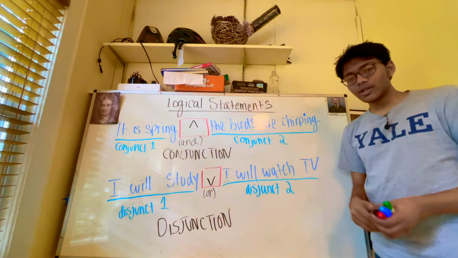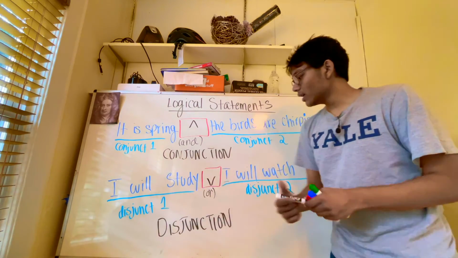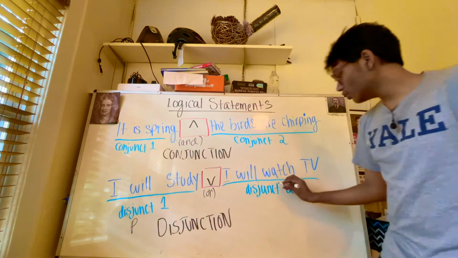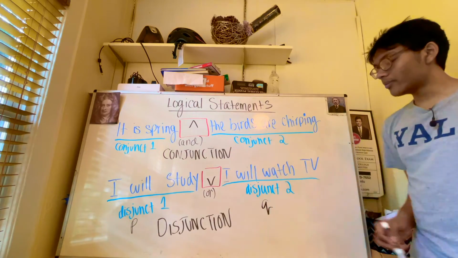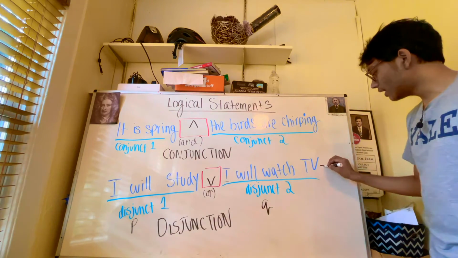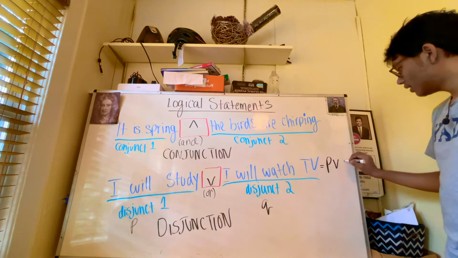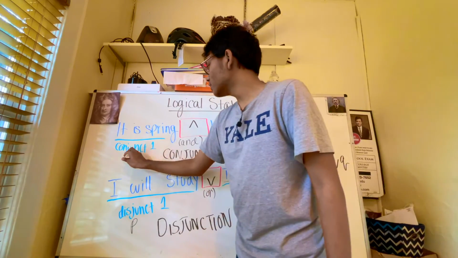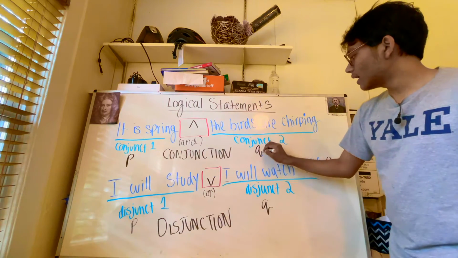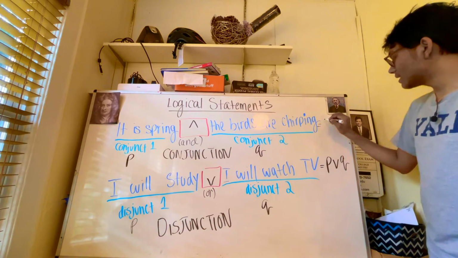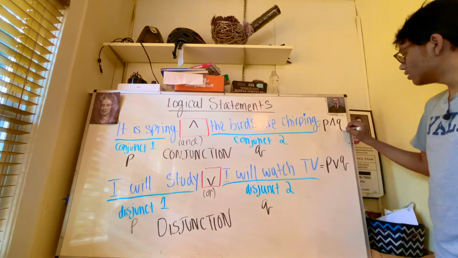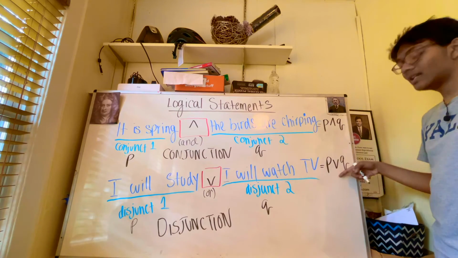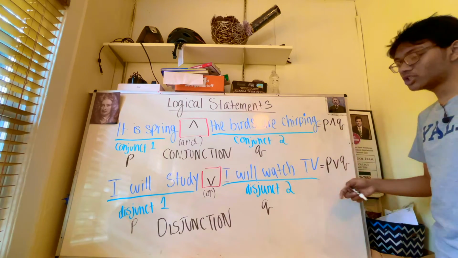Another way you can represent this is disjunct 1, you can call it P, and disjunct 2, you can call it Q. So to represent their disjunction, you can write P or Q, just like that. To represent a conjunction, you can use P and Q, and you can write the conjunction as P and Q. So that's how we can symbolically write conjunctions and disjunctions.